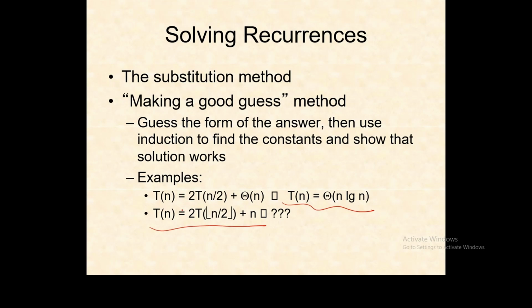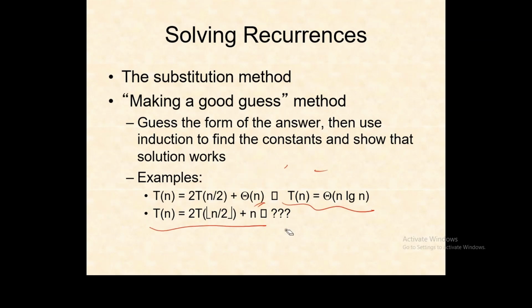So this is an example. Suppose we are given T of n equal to T of n by 2 plus theta of n. It is a typical method, as there is a problem to guess the solution. I know the solution of this recurrence relation T of n equal to T of n by 2 plus theta of n. The bound for this can be T of n equal theta of n log n. Why? Because this is the recurrence relation for merge sort. So in the case of merge sort, the time complexity is in the order of n log n.